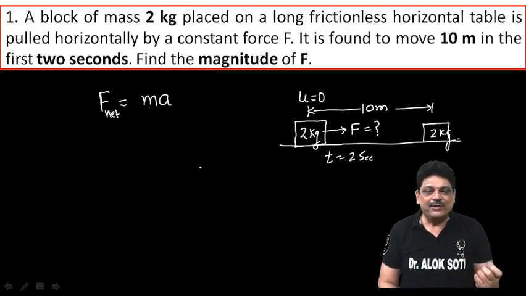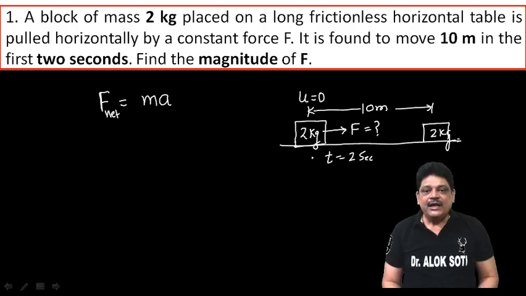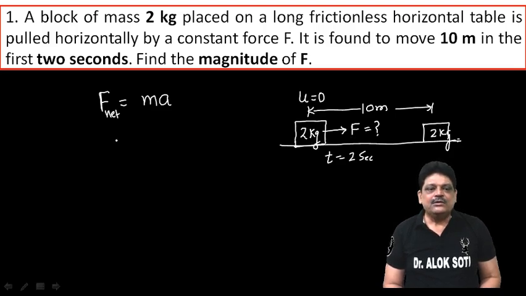This is the very first problem of chapter 5, Newton's laws of motion. Here you find that the net force is only one force because this is frictionless. No force is acting except this force. So you have only net force F. Mass you know is given as 2 kg.